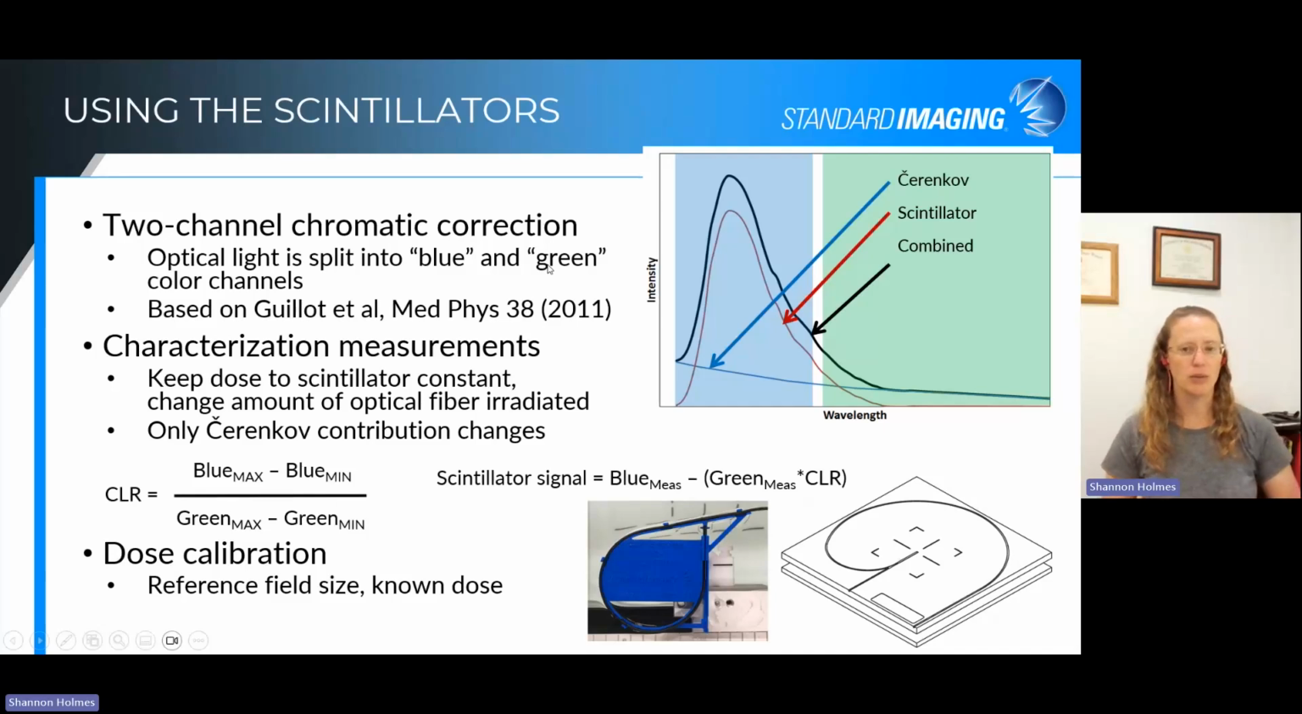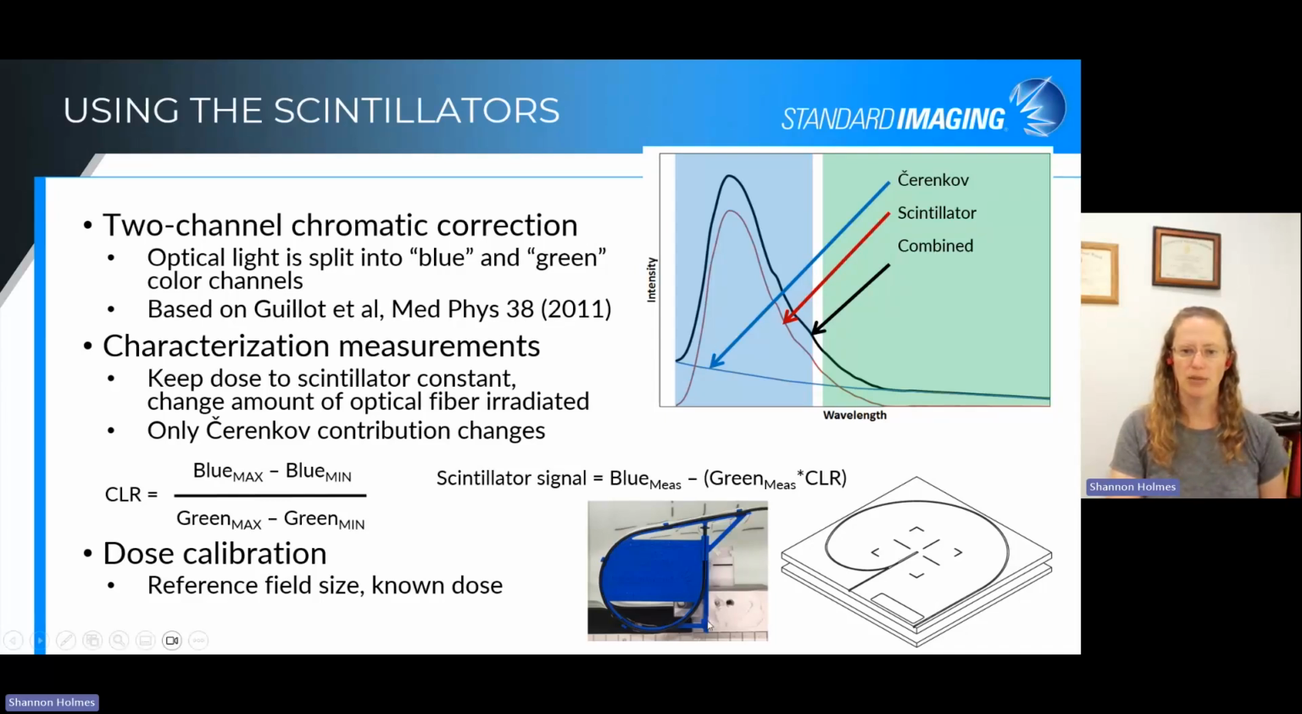The method that we use for our scintillation detectors to get rid of Cherenkov light is a 2-channel chromatic correction published by Guyot et al. in 2011. But really, we're splitting the light into a blue section and a green section. Our scintillator is a blue scintillator, so most of that signal falls within the blue region. Cherenkov is a broad spectrum contaminant light, the stem effect basically, kind of light that falls across both the blue and the green channels.